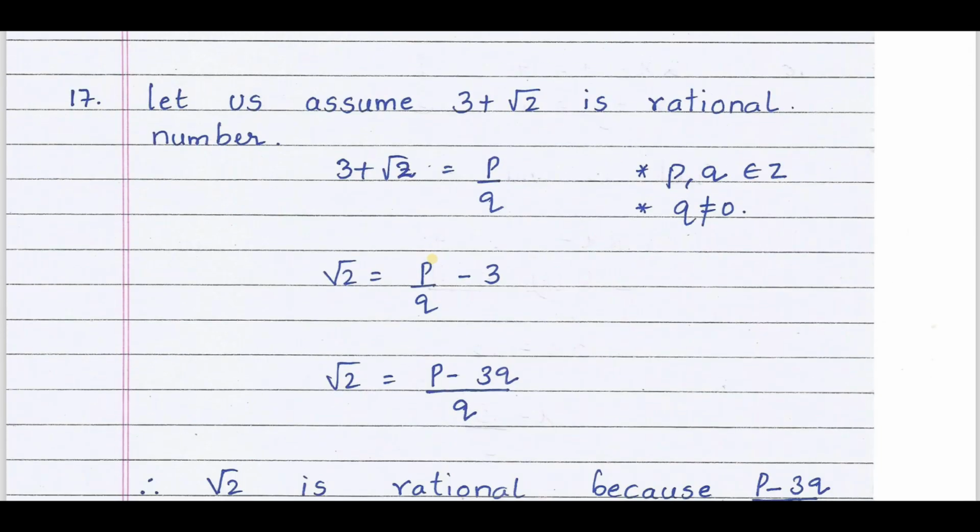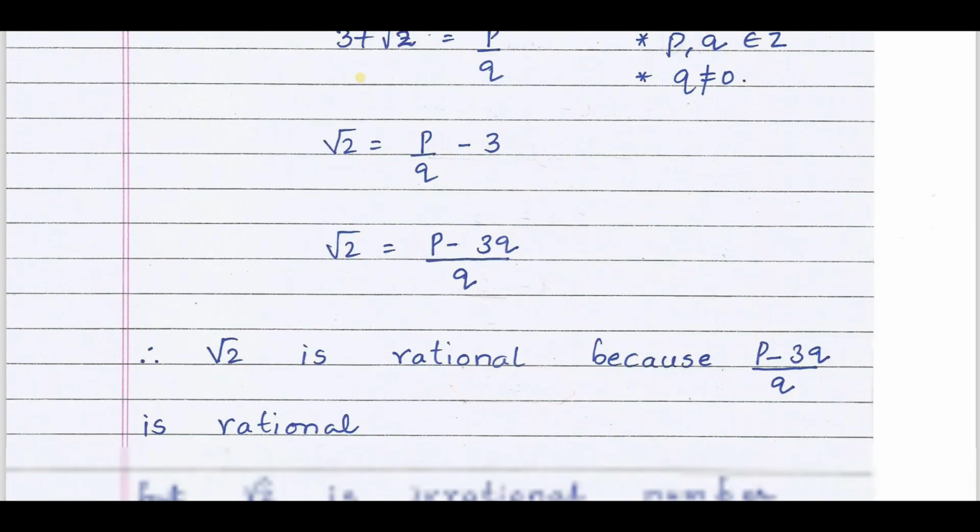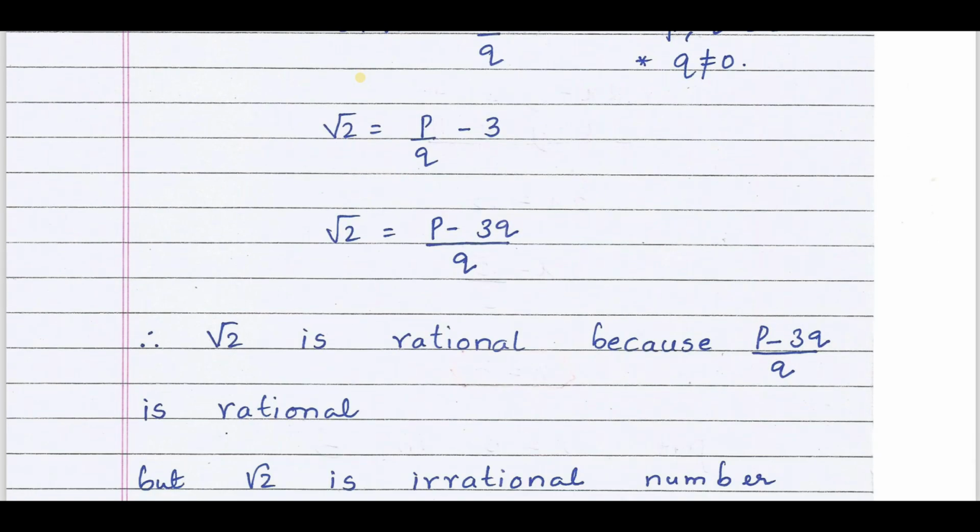17th question. Prove that 3 plus root 2 is an irrational number. Very important question. Let us assume 3 plus root 2 is a rational number. A rational number is of the form p by q, where p, q belong to Z and q is not equal to 0. Shift 3 to RHS, we get root 2 equals p by q minus 3. Root 2 equals (p minus 3q) by q.